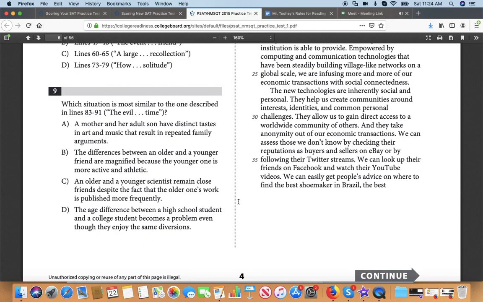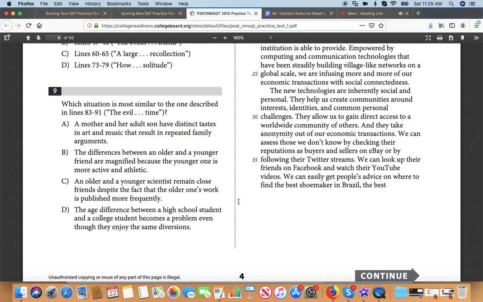Go ahead and read A. A mother and her adult son have distinct tastes in art and music that result in repeated family arguments. Is that similar to the situation described in lines 83 through 91? Similar, but not near enough. What's off? They're not having arguments at all. Do Emma and her father have distinct tastes? Maybe, but it doesn't say anything in concrete terms. That argument thing really bothers me. I don't like that.